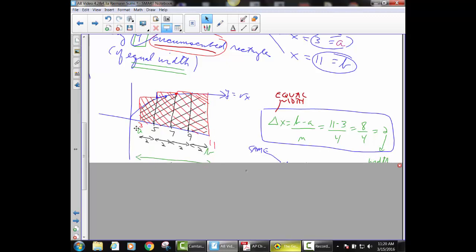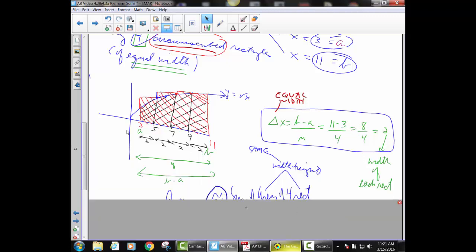So the first thing we're going to need is the width of each rectangle, which is our delta x, which is b minus a over n. I went from 3 to 11, so 11 minus 3, a distance of 8, and I want to split it up into 4 congruent rectangles of equal width. So I take that 8 and divide it by 4. So that started at 3, plus 2 is 5, plus 2 is 7, plus 2 is 9, plus 2 is 11.